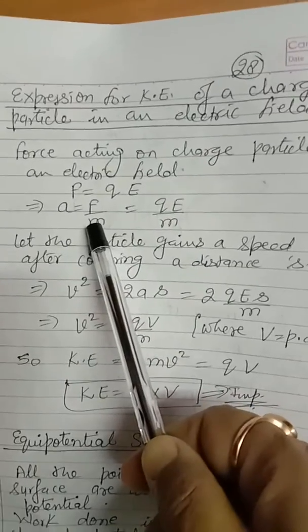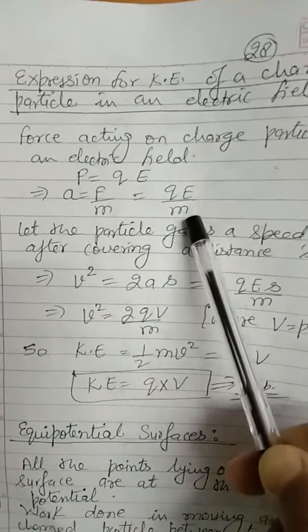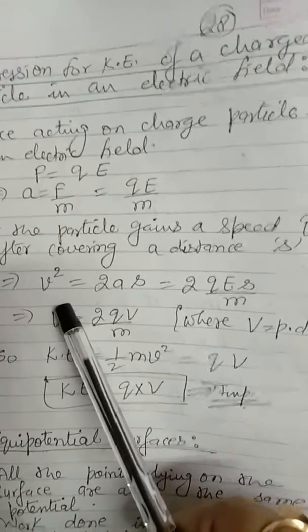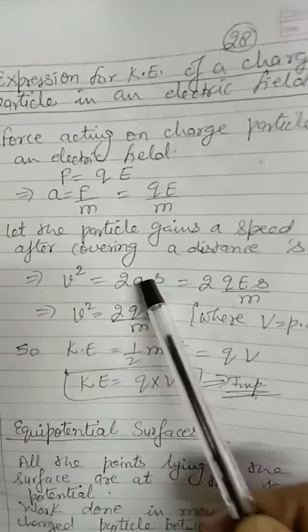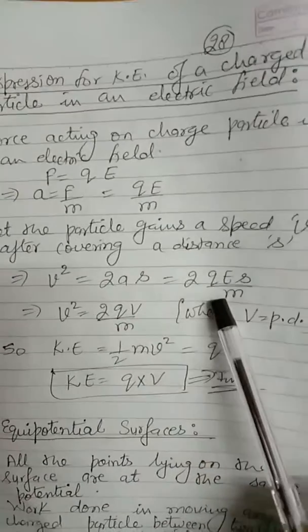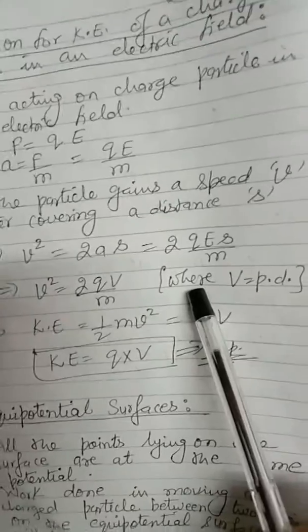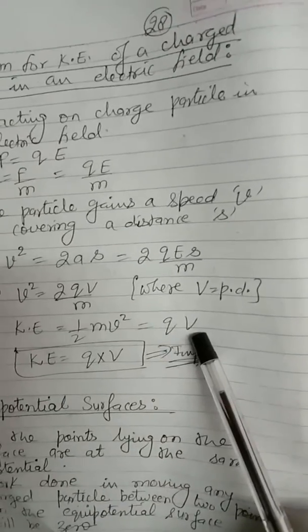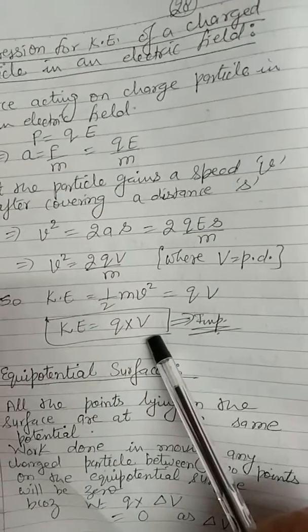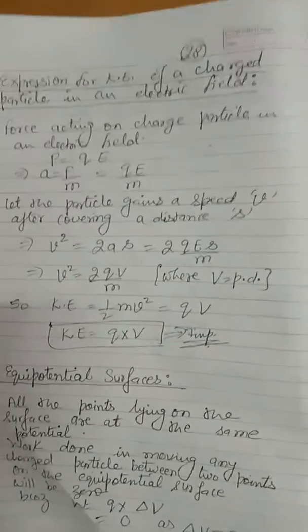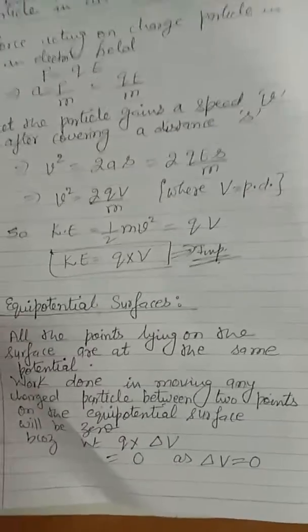The acceleration produced by this force will be F upon m, that is QE upon m. Now say the particle starts from rest, so the velocity gained by the particle will be v squared = 2as. Substituting the value of acceleration, we get v squared = QE upon m into s. From this we get the value of v squared, and then the kinetic energy, half mv squared, is Q into V. So the kinetic energy of a charged particle in an electric field is given by QV, where Q is the amount of charge and V is the potential difference by which the charged particle is accelerated.